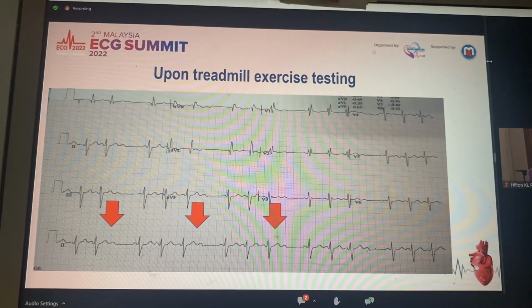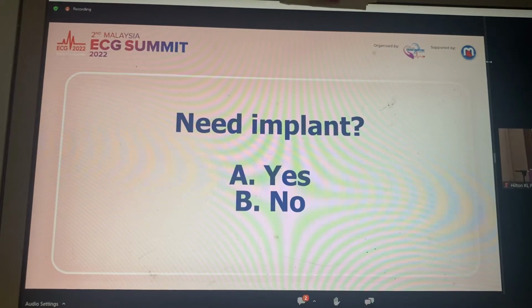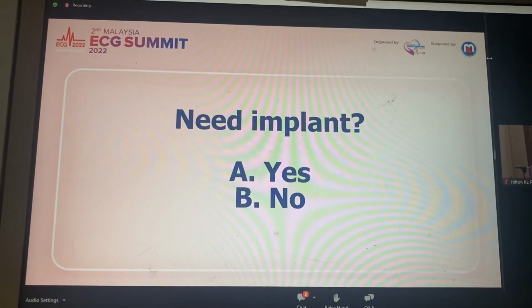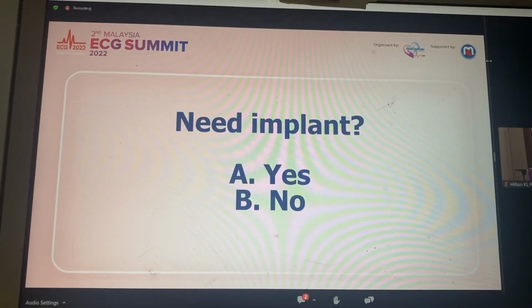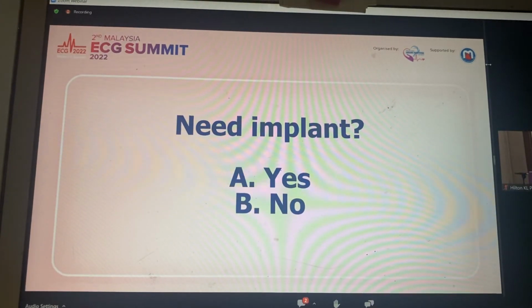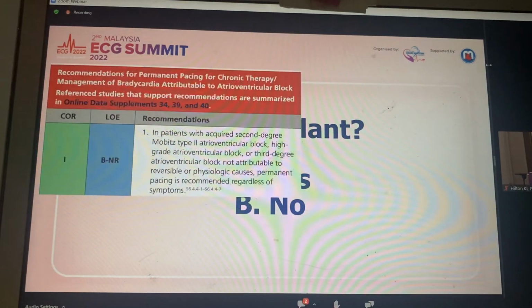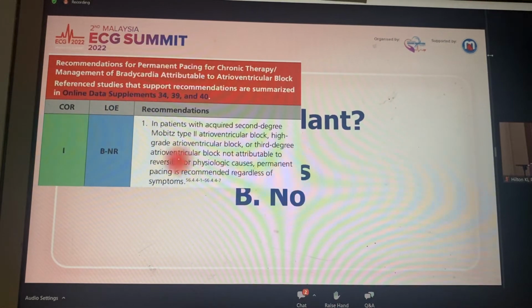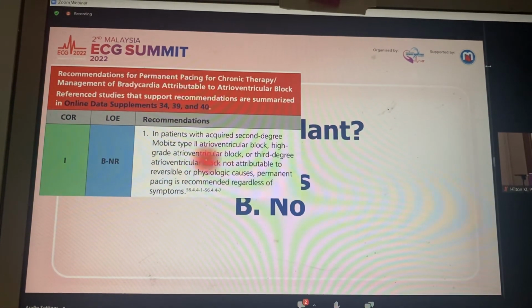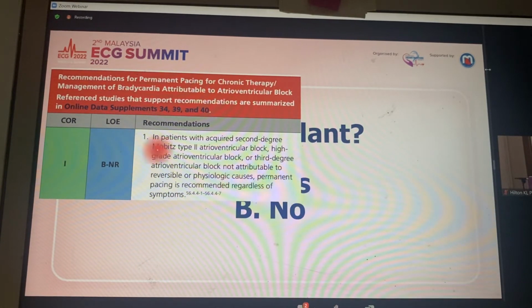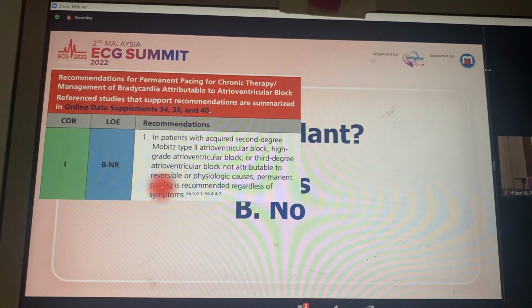So the dropped beat during the treadmill exercise testing. So does the patient need an implant or not? From the low degree of AV node disease suggesting nodal block, like first degree, second degree Wenckebach, now when you exercise this patient, stress the patient, we can see that it goes to a high degree block. Based on the recommendation, a bit different from sinus node disease, for AV node disease, whenever you have second degree type 2 AV block, or high degree AV block, or third degree, whether you have symptoms or not, the patient needs a permanent pacemaker.